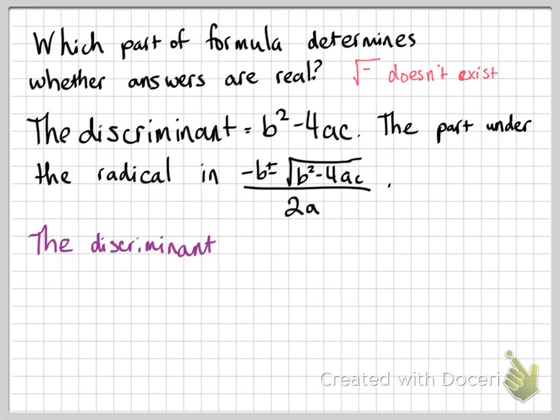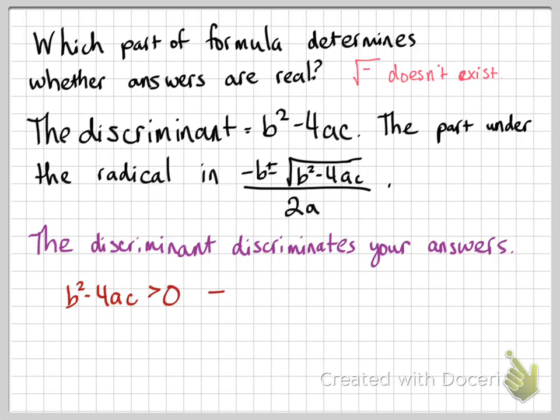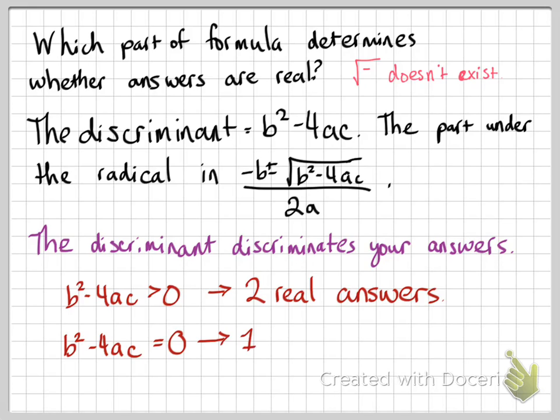Now, to help you remember it, just remember that the discriminant discriminates between how many answers you're going to get. So, if b squared minus 4ac is greater than 0, then you're going to have two real answers to the quadratic. If b squared minus 4ac equals 0, then you're going to have one real answer.